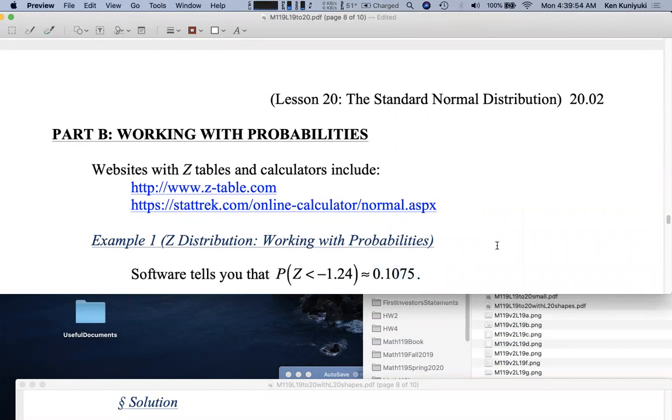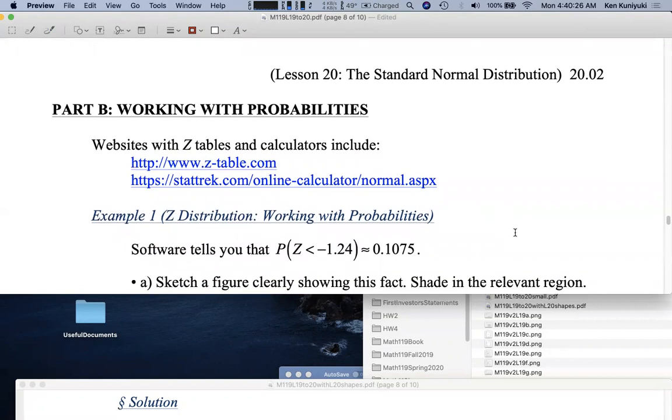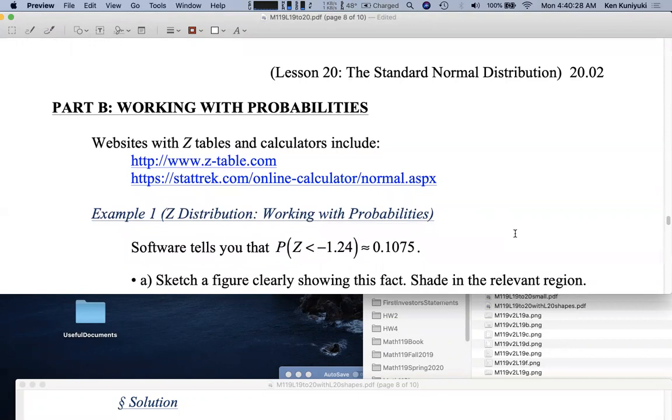All right, so let's say that in example 1, software tells you that the probability that a standard normal random variable z is less than negative 1.24 is about 0.1075. First of all, I want to show you a picture of what this means, and then show you how online programs and software can discover this hint for you.